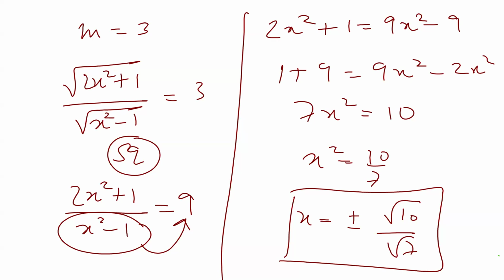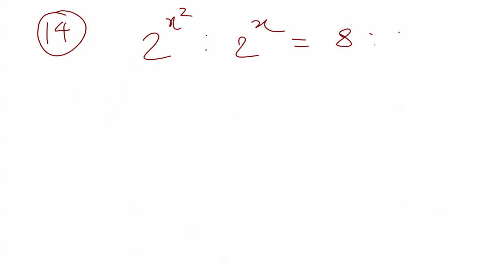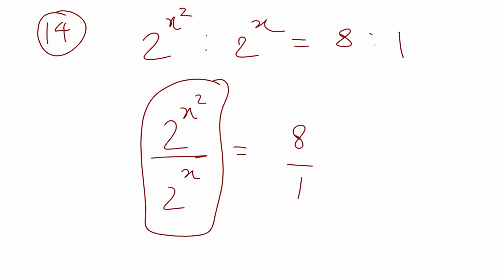Fine. Now directly I will take you to question number 14. 2 raised to x square is to 2 raised to x equal to 8 is to 1. So it's a ratio. And since it is equal to, it's a proportion as well. Okay. So here apply indices.